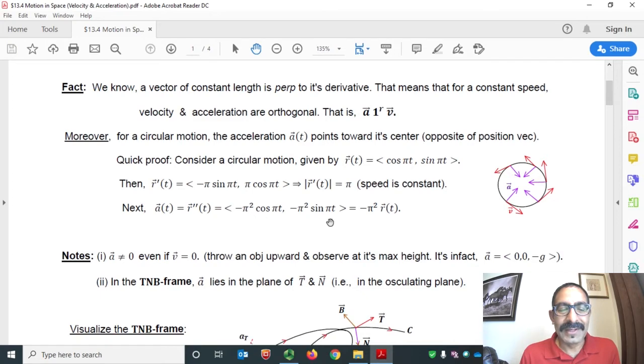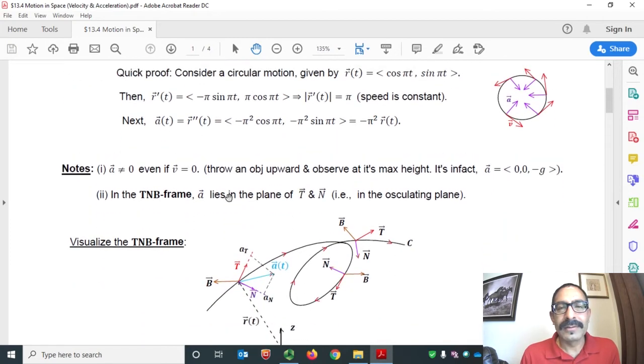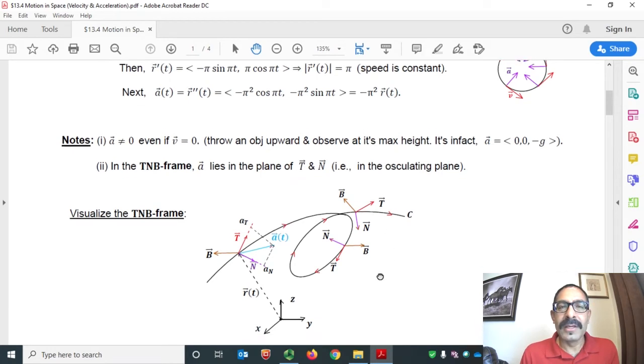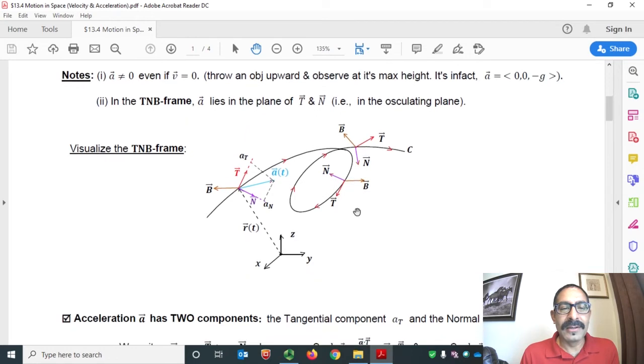Great. Quick note. If you throw an object upward and observe the motion at its maximum height, there, even if velocity is 0, acceleration cannot be 0. In the T and B frame, acceleration lies in the plane of tangent vector and normal vector. So let me summarize the T and B frame here.